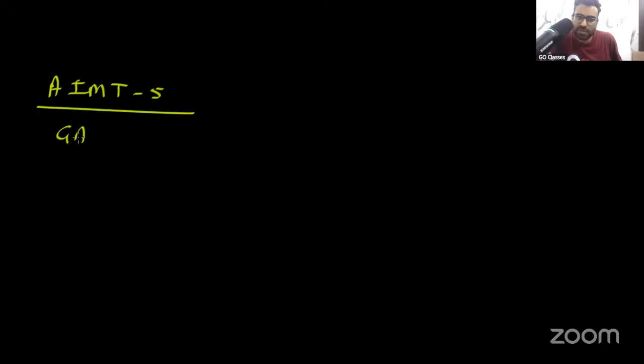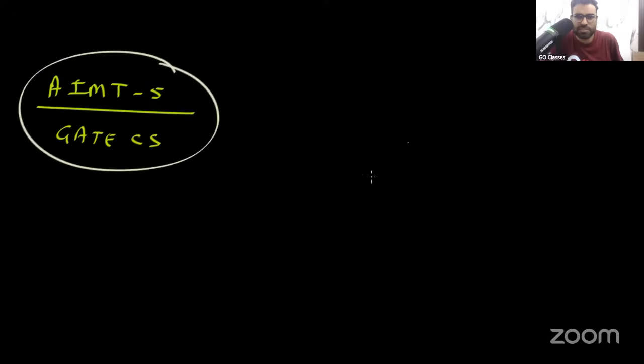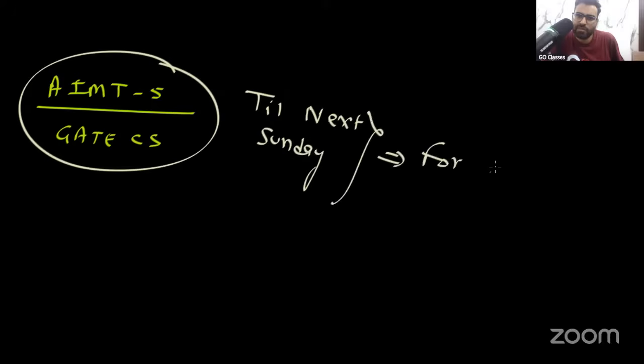of GATE CS. Let's assume you attempted Set-1 and you want to attempt Set-2. Then you can do that for free for the next week. And if you already attempted Set-2 and want to attempt Set-1, then for the next 7 days you can attempt it for free, I think till next Sunday.